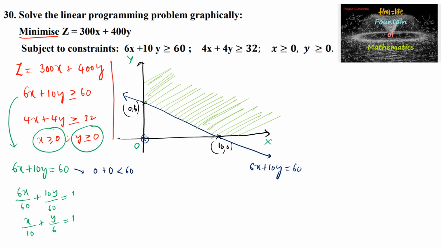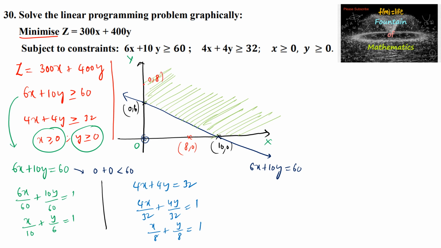And let us consider the second equation. So we have 4x plus 4y is equal to 32. So dividing with 32, we can write x upon 8 plus y upon 8 is equal to 1. So the intercepts are x intercept is 8, so 8 comma 0, and the y intercept is again 0 comma 8, and therefore the line can be drawn passing through these 2 points.